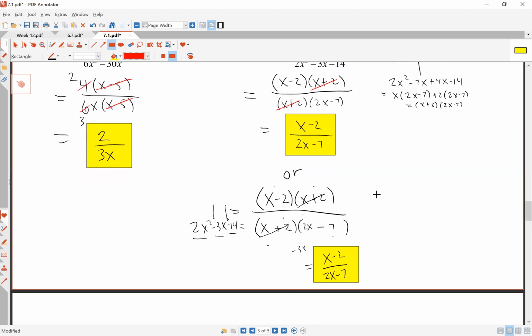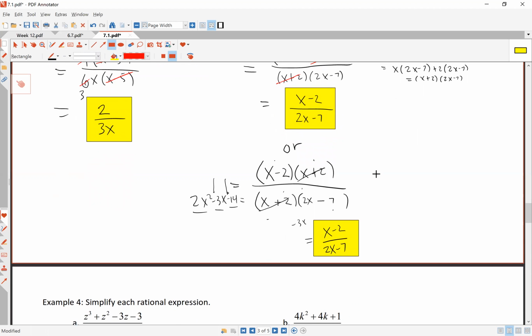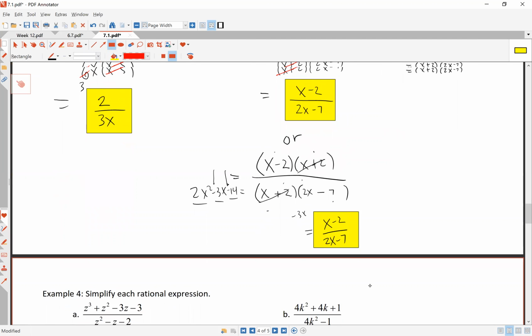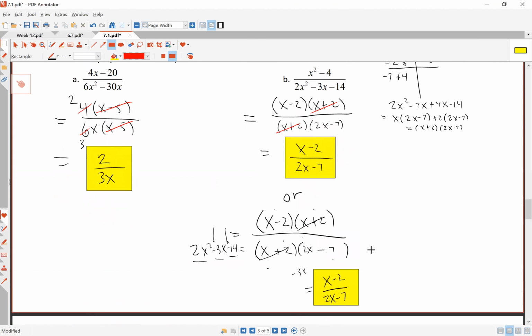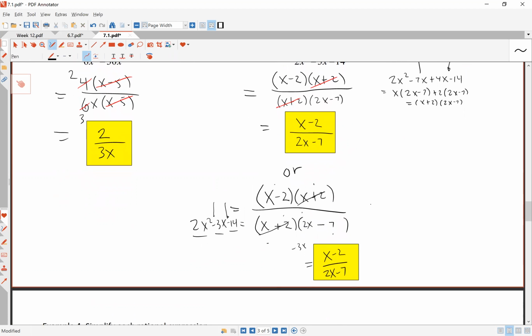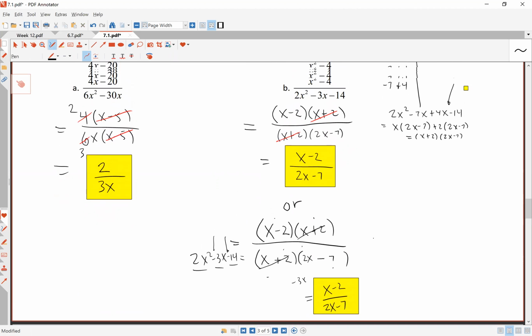So I'll try to show you a little bit more of that trick as time goes on. But I like that because using the AC method sometimes can take a little bit of time. And guessing and checking at answers can take less time. But you're always welcome to go back and use the AC method.